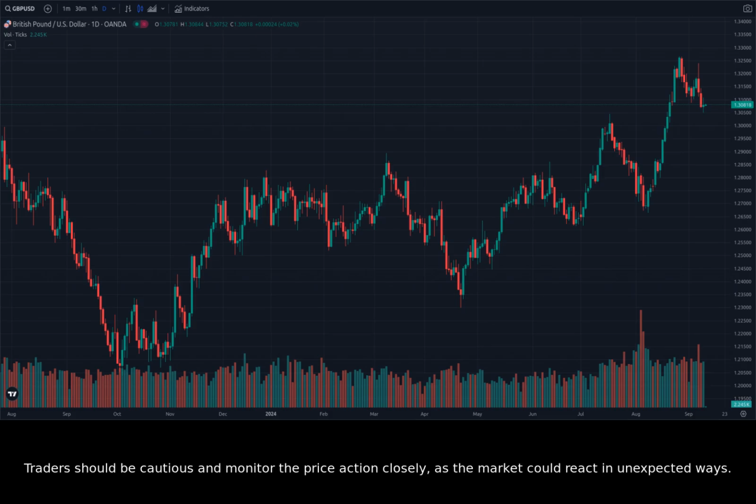Traders should be cautious and monitor the price action closely, as the market could react in unexpected ways. Keep an eye on the news and economic indicators for further insights into the future trajectory of the GBPUSD.